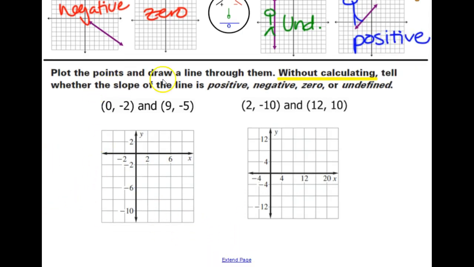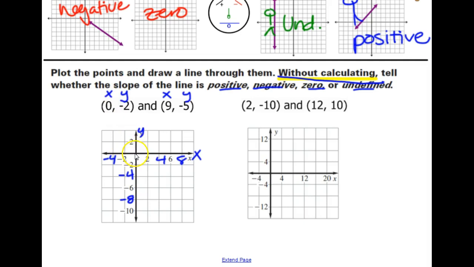So next it says plot the points and draw a line through them. Without calculating, tell whether the slope is positive, negative, 0, or undefined. So first, to plot our points, we always label them in alphabetical order, x, y. Here's x, here's y. Be careful, they go by 2's. And if I'm going too quick, make sure you pause the video and write some things down.